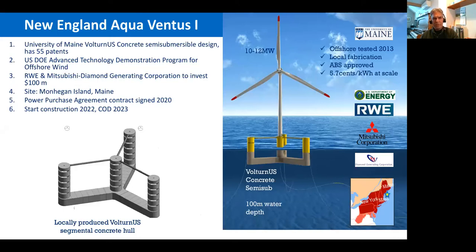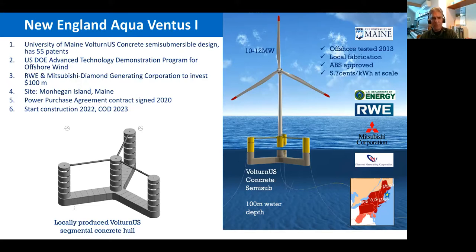And this is just a close up of that technology. It's a novel technology that was developed under the Advanced Technology Demonstration Program that was sponsored by the Department of Energy a few years back. This technology has advanced pretty far because it did have that government support. And this project, as I think was mentioned at the beginning by Selena, is going forward at a site off the coast of Monhegan Island at a scale of about 10 to 12 megawatts. It's being looked at right now and is in the final phases.